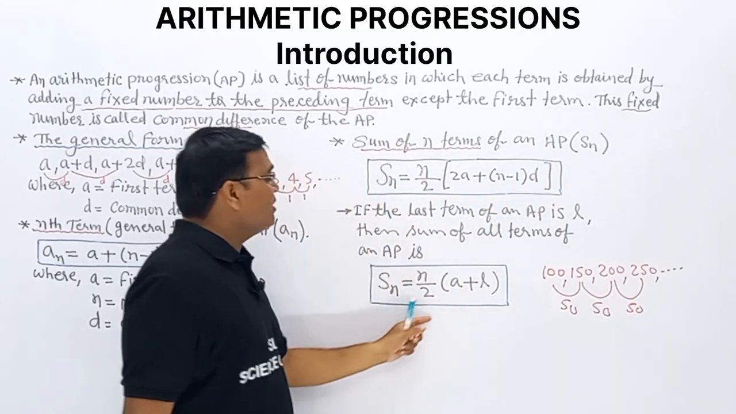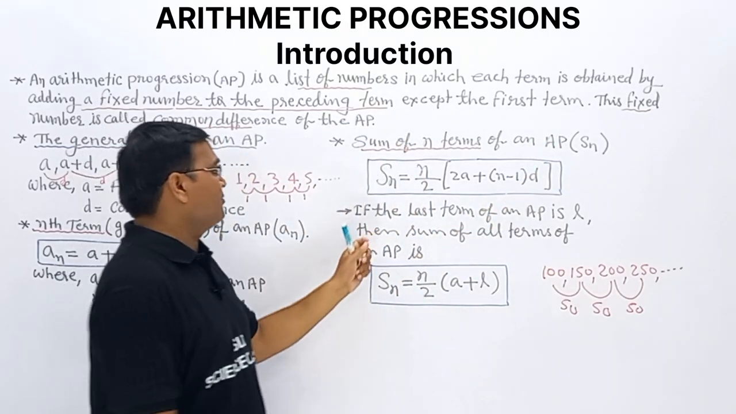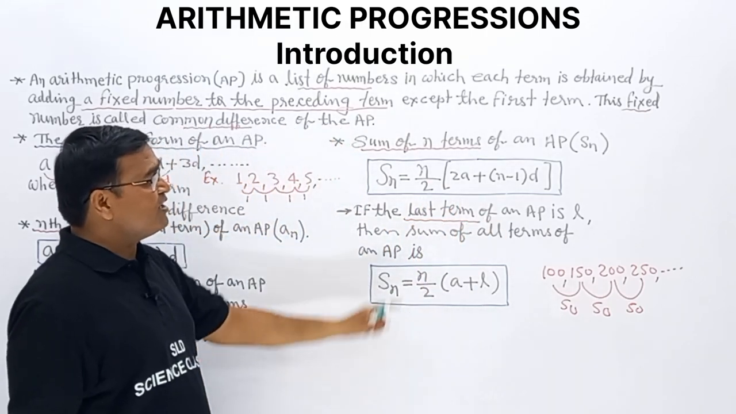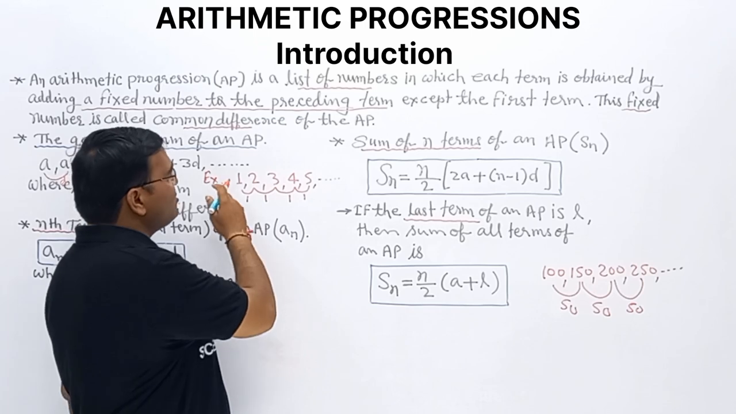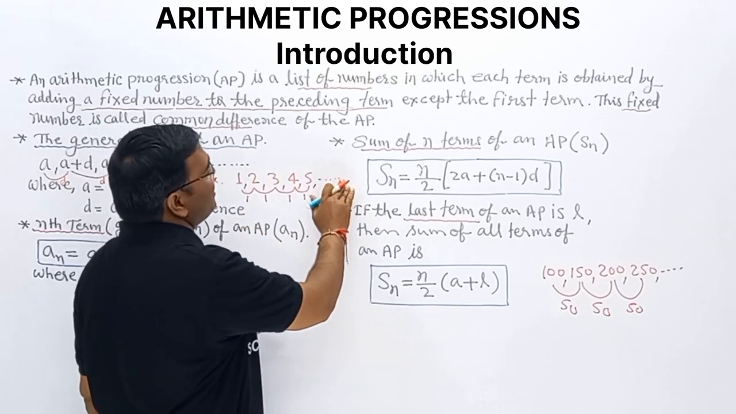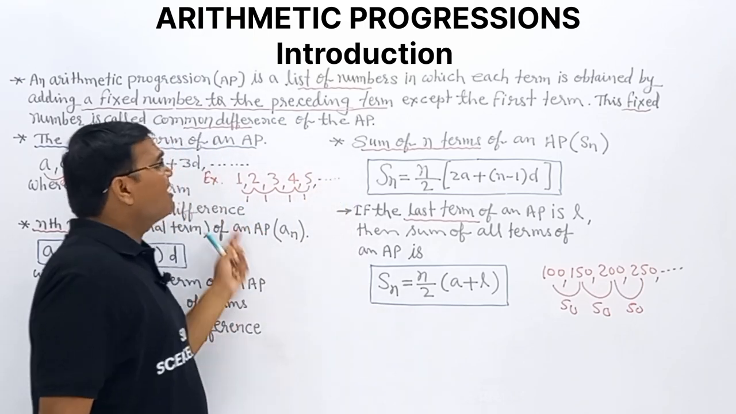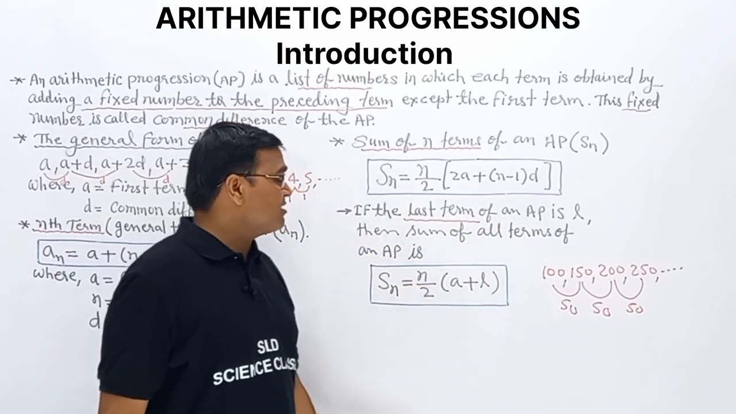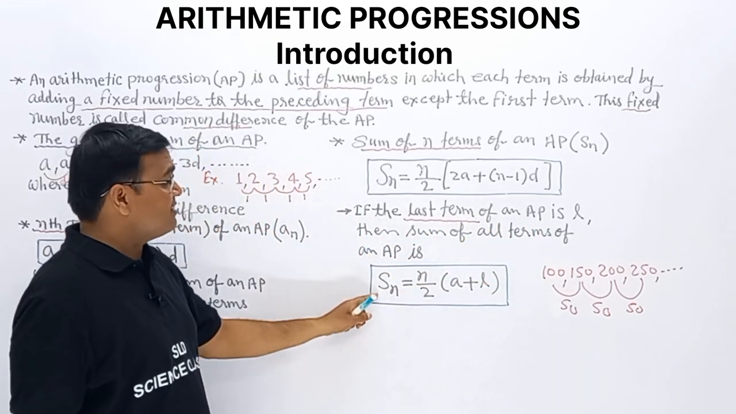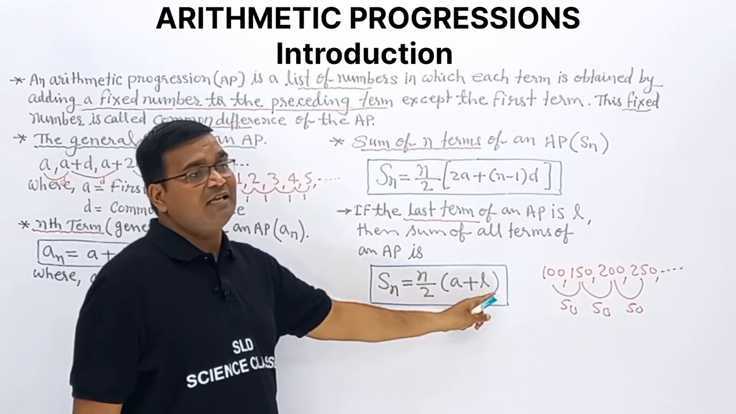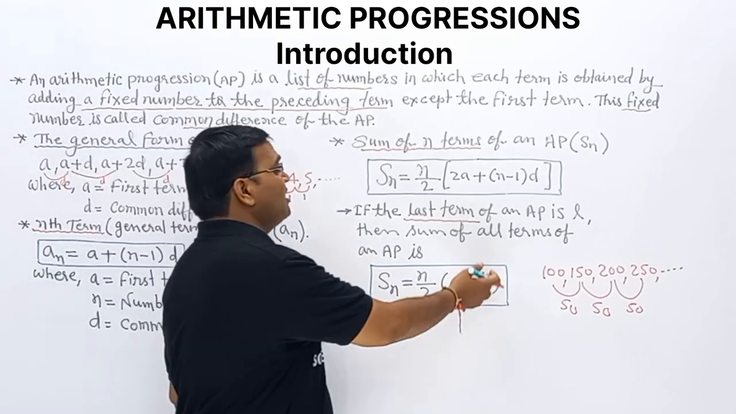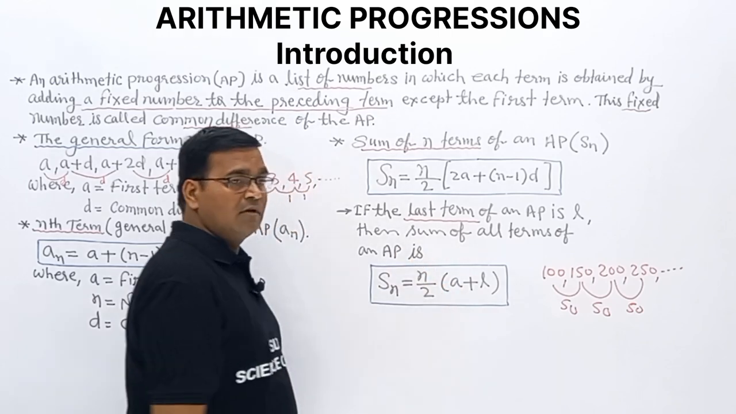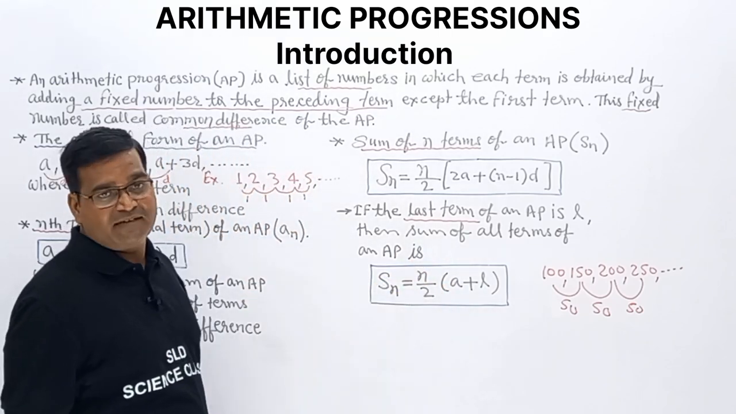Another formula is also there. We have the last term of an AP. This sequence is going on, and its last term we have. Then how will we find the sum of all the terms? Sn equal to n by 2 into (a plus l). Directly we will put the last value there. We have the first term and the number of terms, so we will put them there.